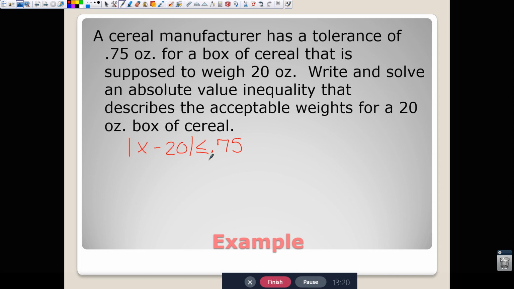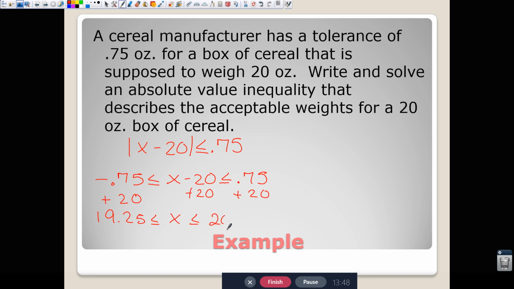So this is going to be an and, so I'm going to have negative 0.75 on one side. Remember, my sign needs to flip. Then x minus 20. And then I'm just going to add 20 to both sides. So I get 19.25 and 20.75. So our box of cereal can weigh anywhere between 19.25 ounces and 20.75 ounces.